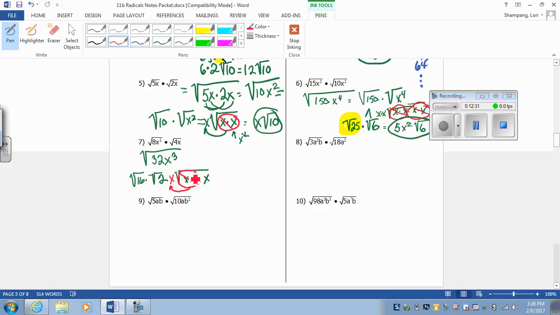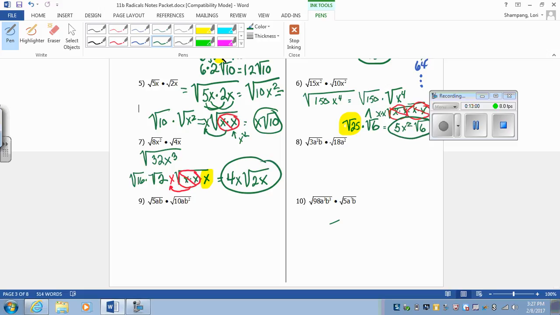So I was able to move one root out, but I still have this little x left over, this x to the first left over. He is going to have to stay underneath a radical. So let's simplify. The square root of 16 is 4. Then I have x pulled out from underneath my radical. And then I have a radical with 2 and x underneath. So my answer would be 4x times the square root of 2x.